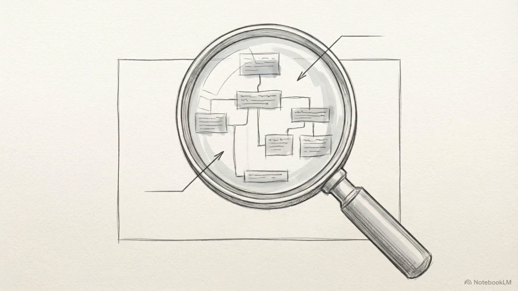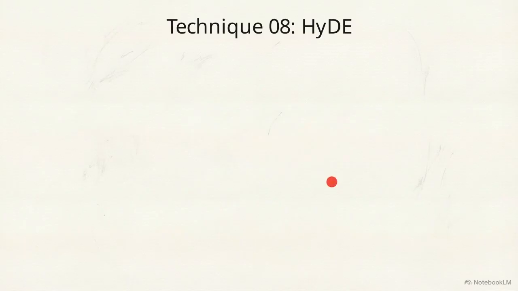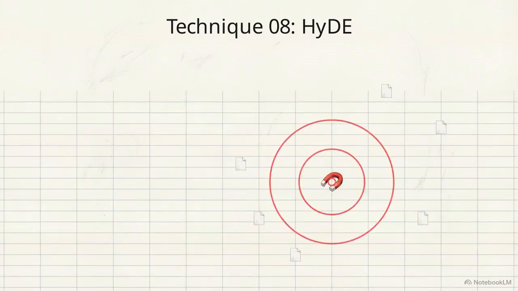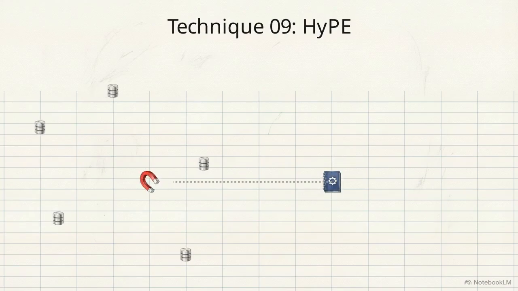When a query is too sparse to match a complex document, the system generates a hallucinated, ideal answer. This synthetic text is embedded and acts as a semantic magnet to pull in real documents. Technique 9, hypothetical prompt embedding, flips this logic. It generates task-specific instructions, pulling retrieval towards structured analytical documents.